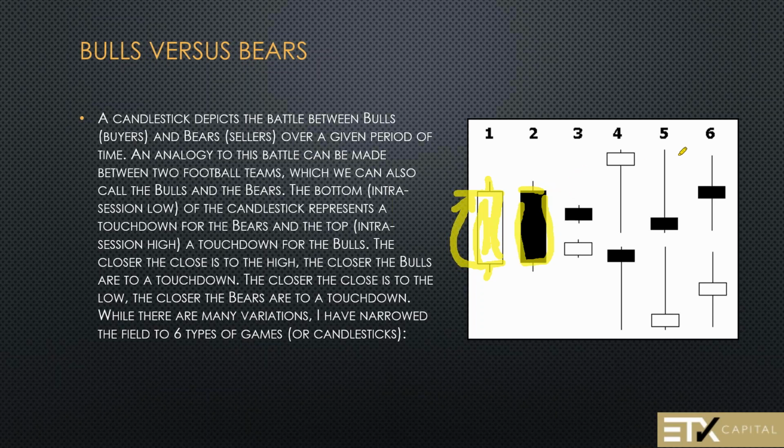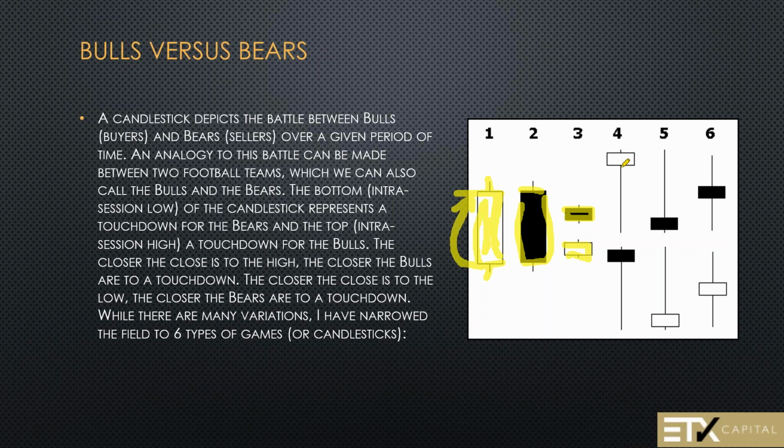Now we look at 3, 4, 5, and 6. These have very small candles, very small bodies. The bodies of the candles tell us there was very little movement between the open and the close. That is telling us that there's a lot of indecision in the market, and really nobody was controlling the market. Even though it was a little bit bullish, a little bit bearish, nobody had ultimate control.